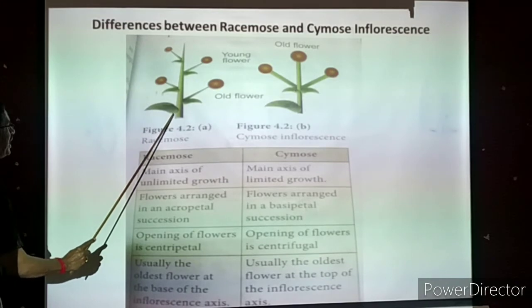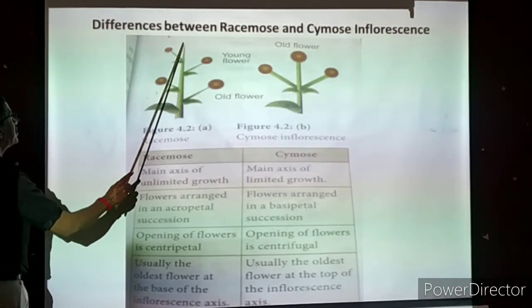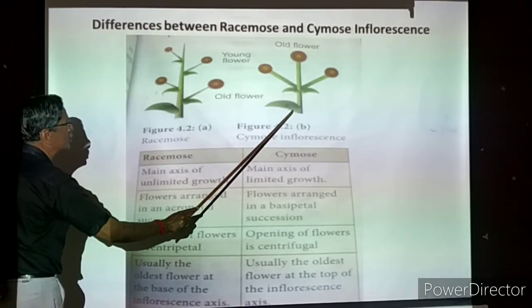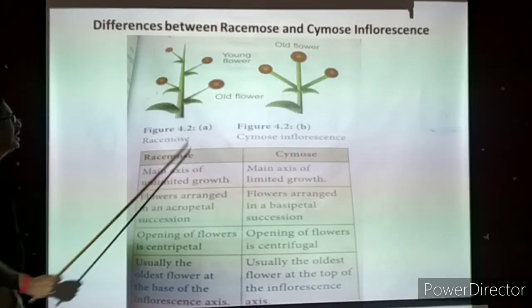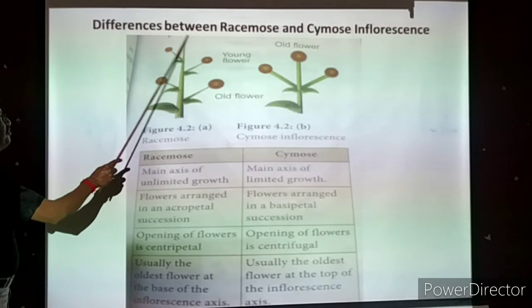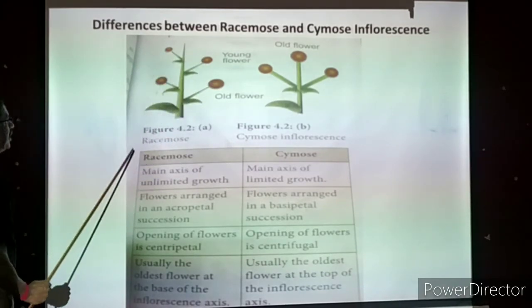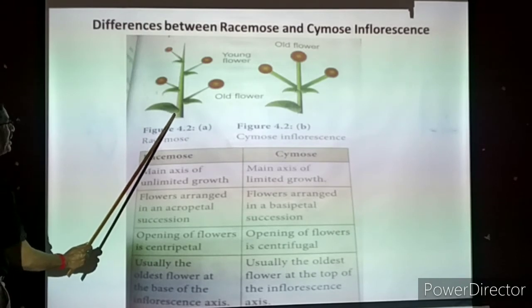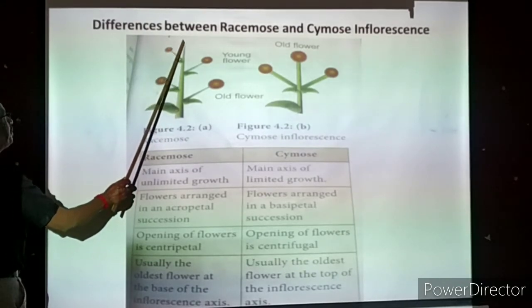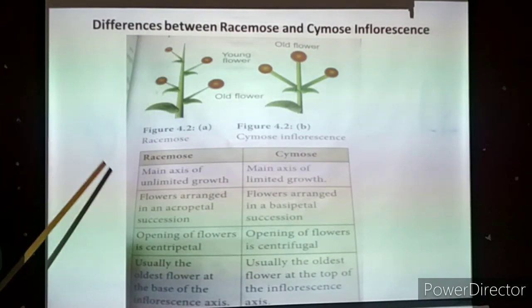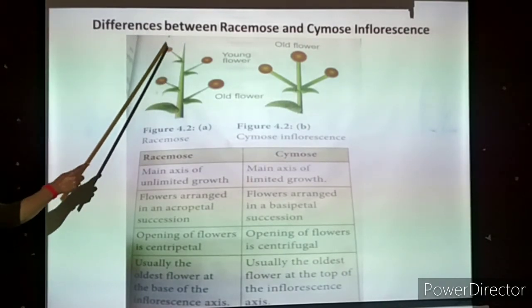Now, this is the main stalk of the inflorescence. This is called a peduncle. Like that, in this one also the main stalk, the peduncle, is present. Now, these red color circles are all representations for flowers. In the first one, the main stalk, the peduncle, is there. The tip of the peduncle is free from flowers. No flowers will be present at the tip of the peduncle.